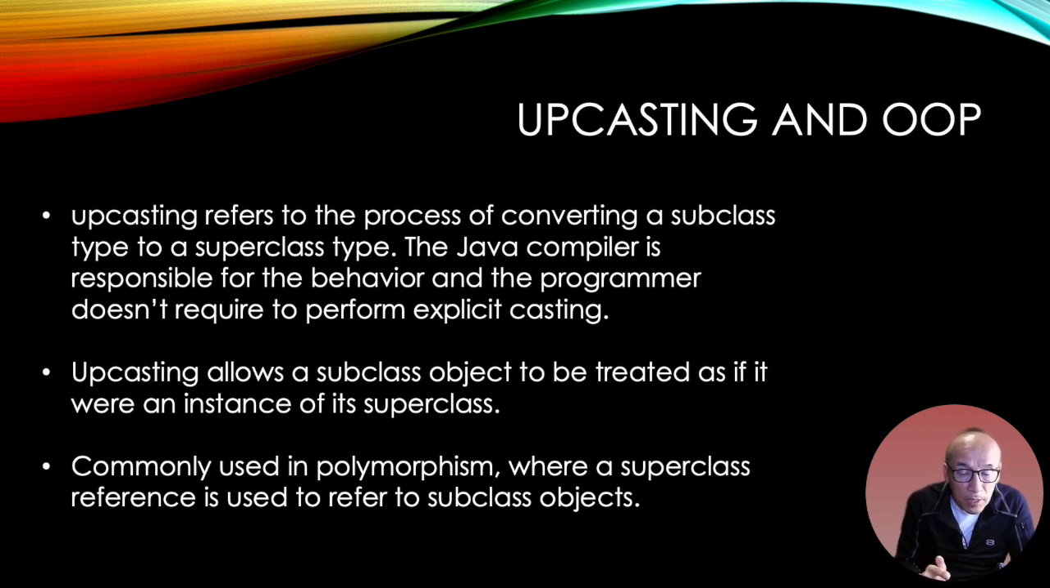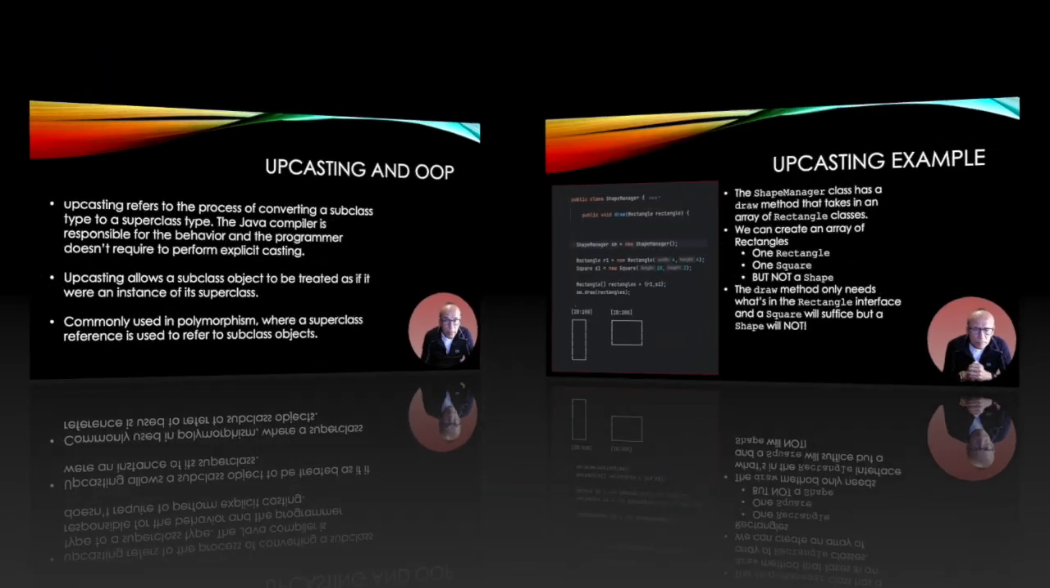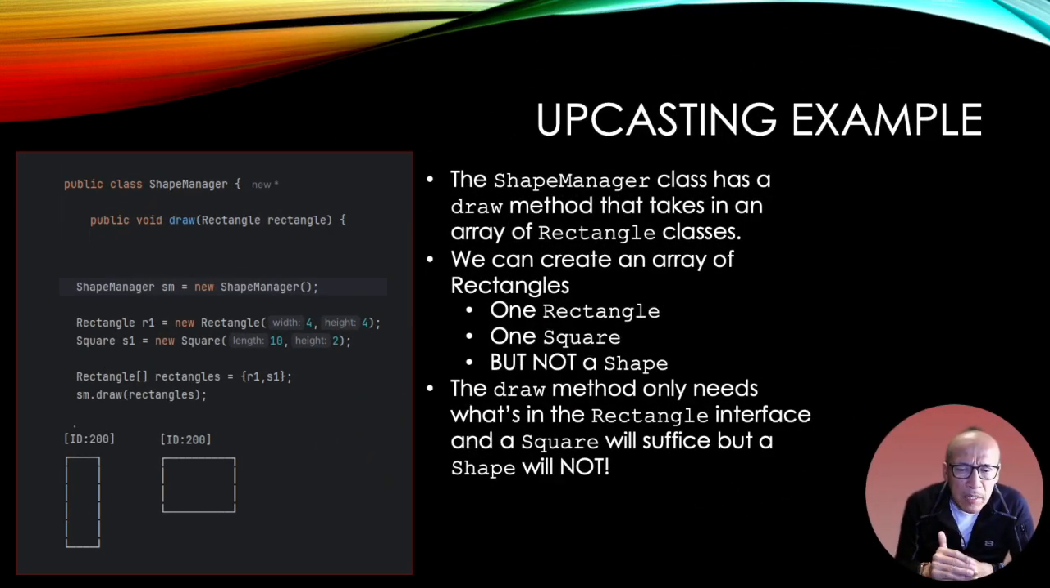It's commonly used in polymorphism, where a superclass reference is used to refer to a subclass, but not always. It can also be in interfaces. And let's see an example of that. Okay, here the ShapeManager class has a draw method that takes in an array of rectangles. So we can create an array of rectangles. What are rectangles? Well, you can certainly pass in a rectangle. What about a square? A square is a rectangle. It's a special kind of rectangle.